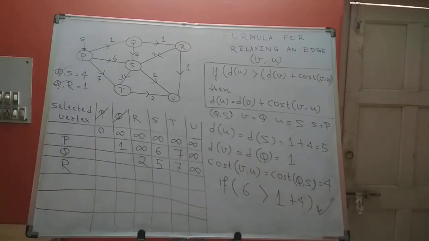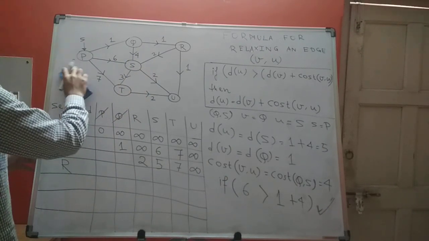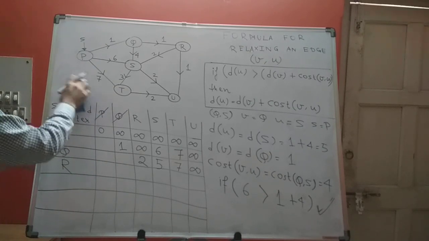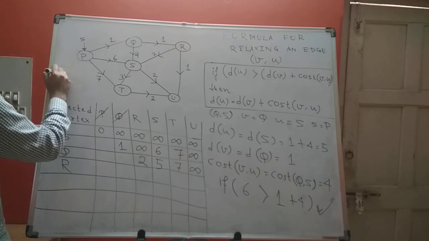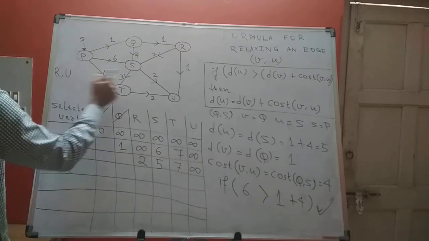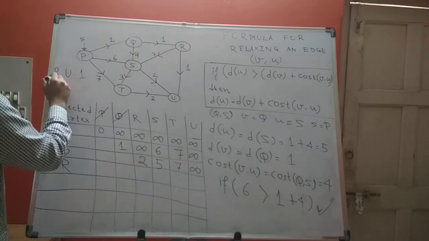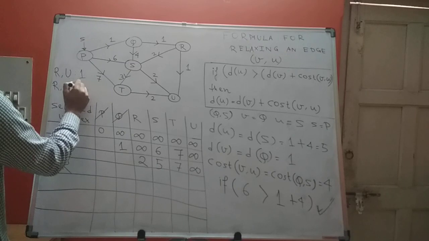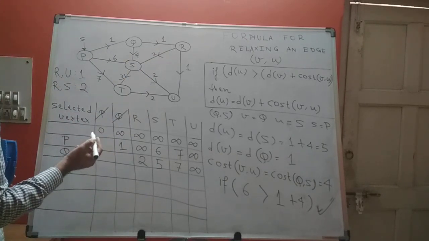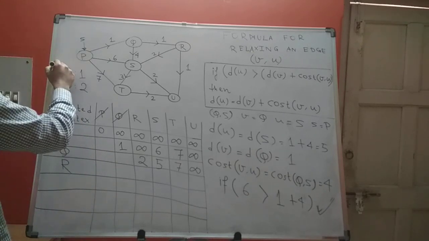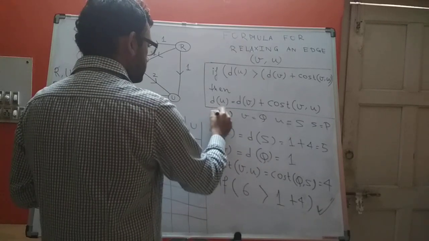Now after choosing R, I'll see all outgoing edges from R. If I look at the outgoing edges from R, there is an outgoing edge to U and it has a weight of 1, and there is an outgoing edge to S and it has a weight of 2. Okay, now let's relax these 2. Let's try to relax R comma U.